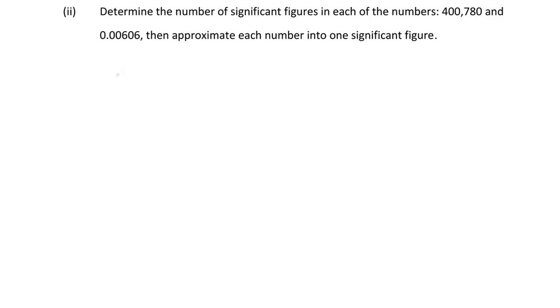Therefore, for this one, 400,780, this one has 5 significant figures. We see that the 0 after 8 is not a significant figure, but the zeros between 4 and 7 are significant figures. And also for this one, 0.00606, this one has 3 significant figures. We see that zeros before 6 are not significant figures, but the 0 between the 6s is a significant figure.